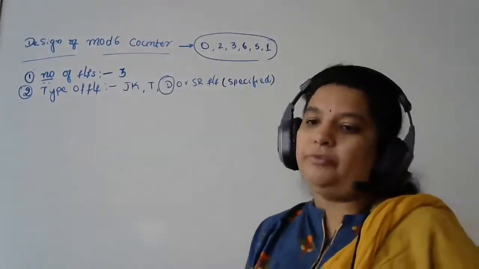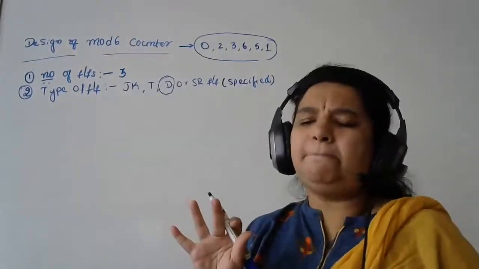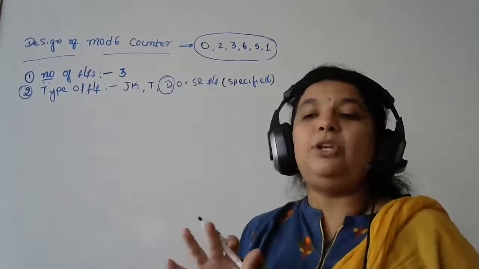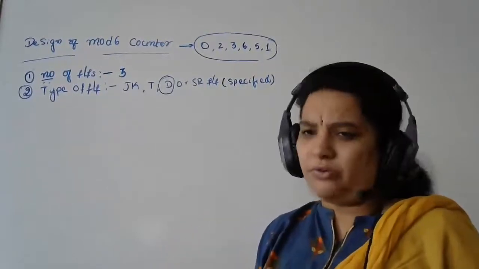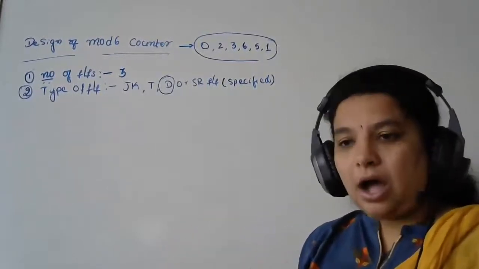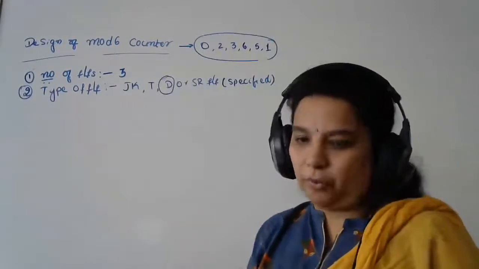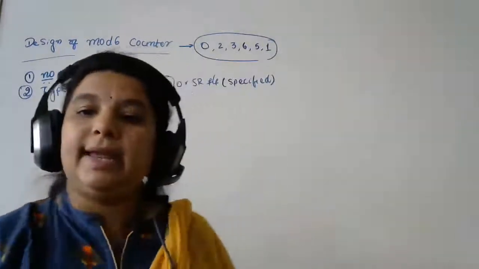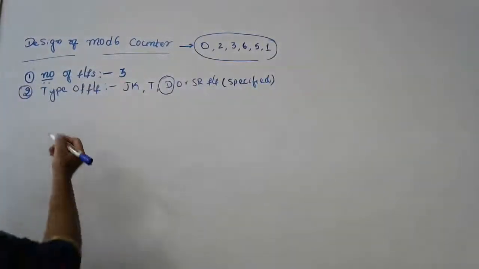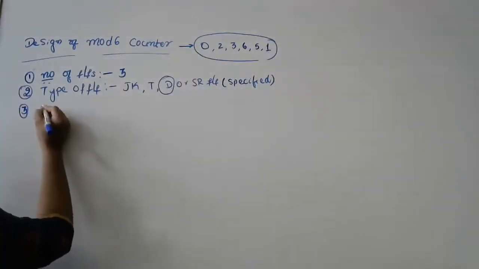Why D flip-flop? It's because it's the simplest flip-flop that can be used for the design. So I can go for a D flip-flop, or usually in a question, it will be specified which flip-flop we have to use. Now the next question is how to design it. Let us go with a general block diagram.